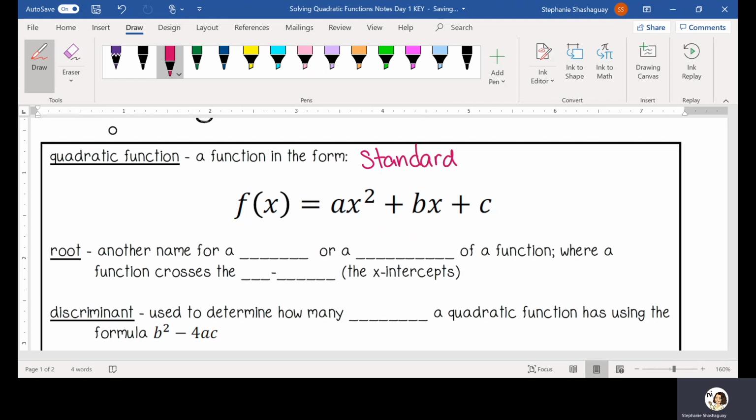This is just f of x, and we're going to remember this is the same thing as y. This is the same thing as your output, is equal to ax squared plus bx plus c.